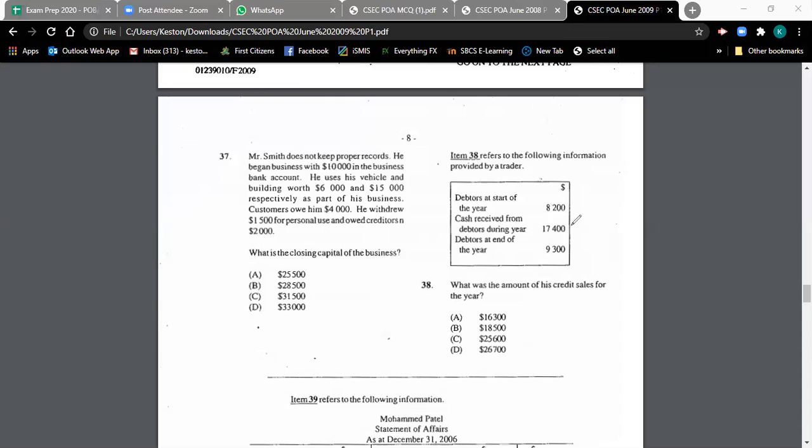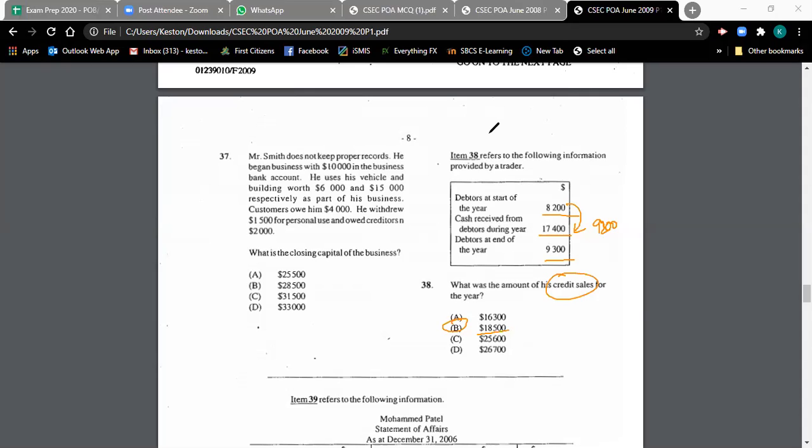31,500. 38. What is the amount of credit sales for the year? Debtors at the start of the year, 8,200. Cash received from debtors. Debtors at the end of the year. Credit sales. So this is the opposite of what we were doing before. So you need to take this out from here so you'd see what you actually received for this year. Yeah? 17,400 minus 8,200, and I'll leave with $9,200. Yep, very good. 18,500. Well done, Abhishek.